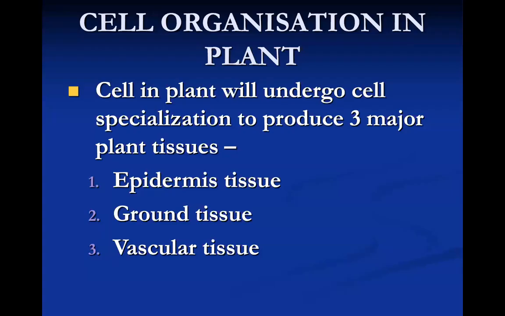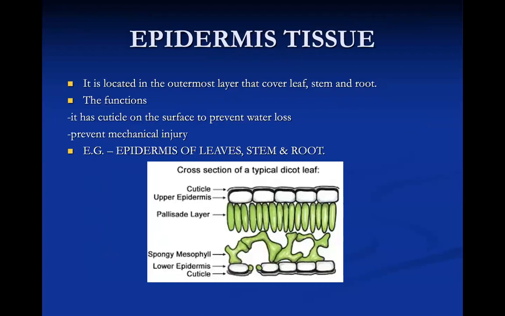Okay, now moving forward to the plant. In plants there are three tissues. The first one is epidermis tissue, then ground tissue, and vascular tissue. Epidermis tissue you can find in the leaf, stem, and also root. This is epidermis tissue. You can find it in the leaf. This is an example of a leaf.